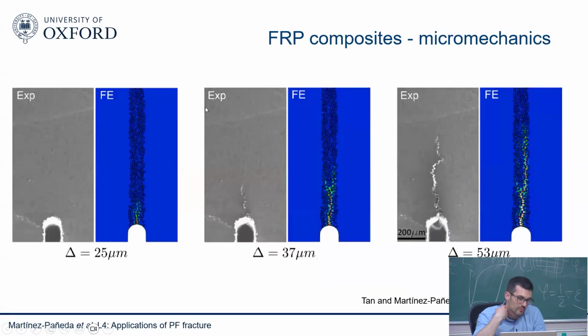You can see here a comparison with experiments for different levels of applied displacement. So initiation of a crack, you see there seem to be in good agreement, and then the propagation of a crack. And you can see there's a bit of debonding, those fibers and matrix have debonded, and there's also a crack growing through that interface.